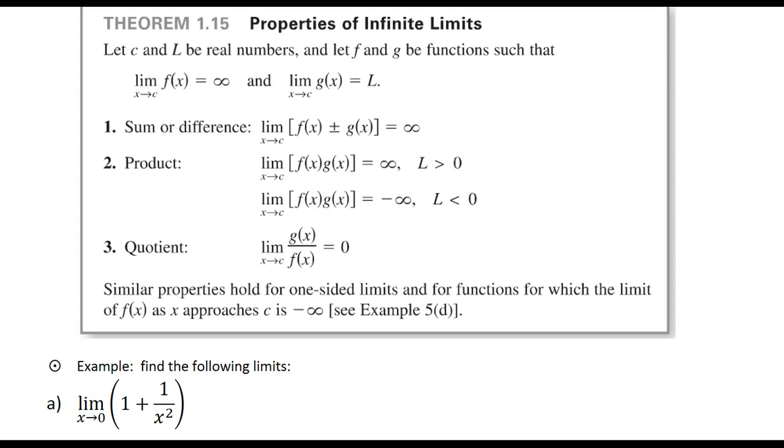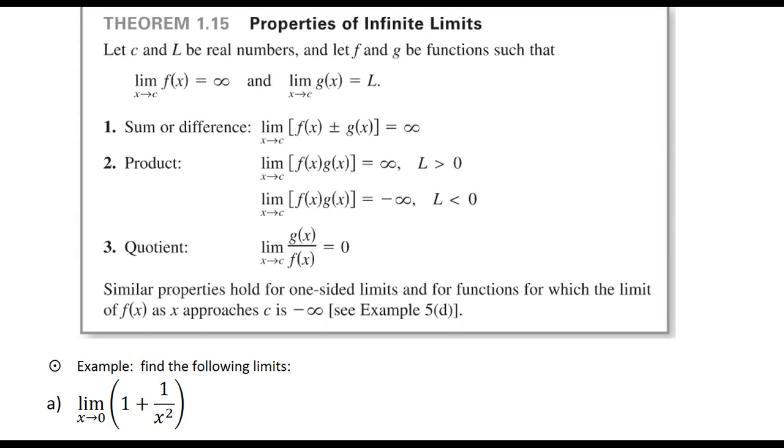Now, the product depends heavily on the sign of L. So if we let the limit as x approaches c of f of x times g of x, remember f of x is growing without bounds, g of x is a positive number, L in this case, so L is greater than 0, then that's going to approach positive infinity. And if the limit as x approaches c of f of x times g of x, where L is less than 0, that's going to approach negative infinity.